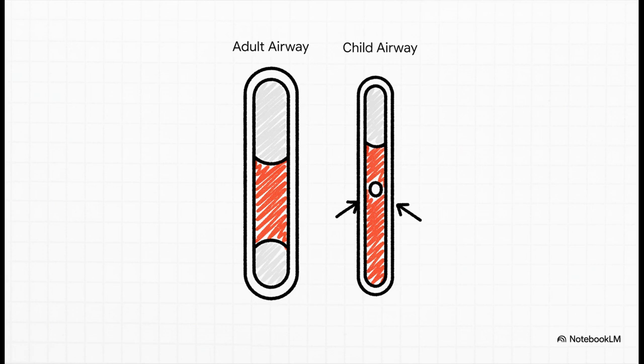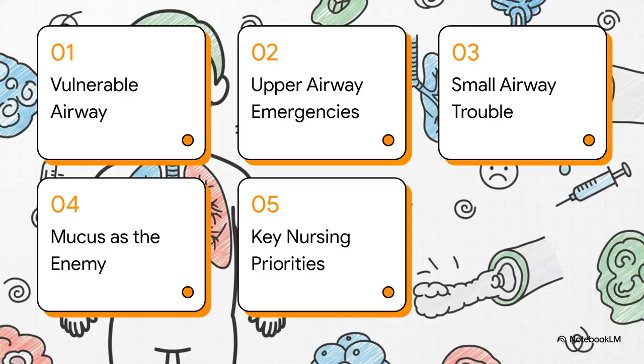It's all about size. See, a child's airway isn't just a shrunken down version of an adult's. It's completely different. It's narrower, it's shorter, the cartilage is softer, which makes it way more likely to just collapse. This one single anatomical fact is the root of everything we're about to talk about. It is the key.